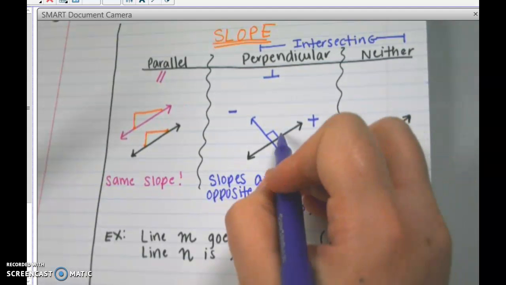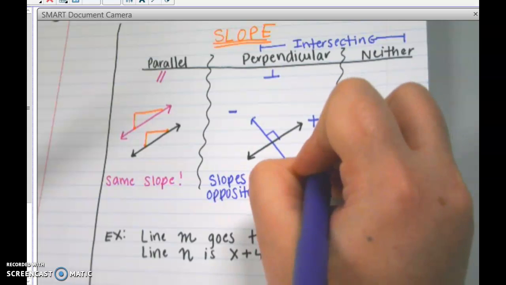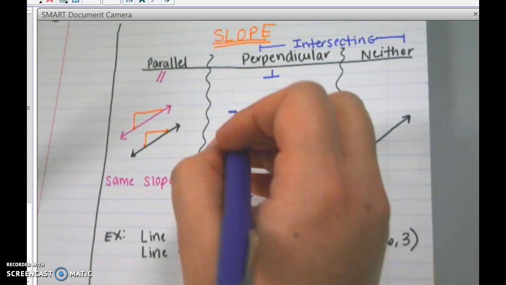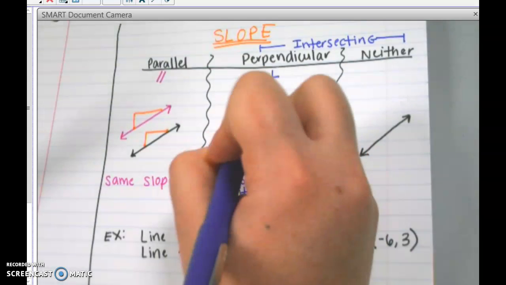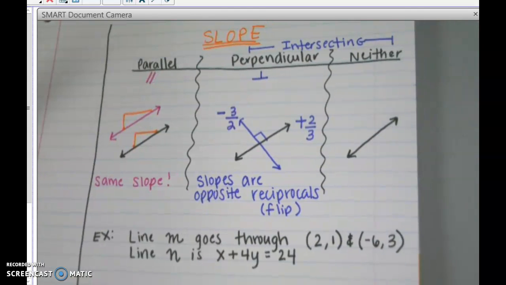So if this was up 2 over 3, then the perpendicular line would be negative, so down 3 over 2. That's what a reciprocal means. The fraction has to flip.